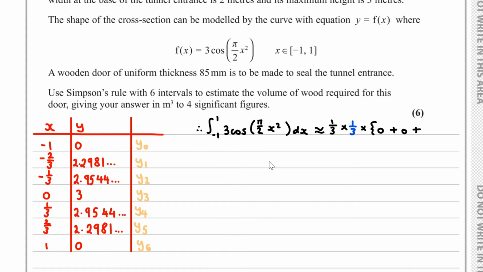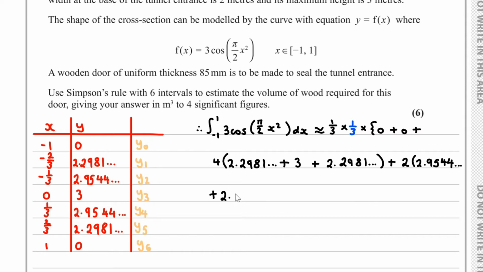4 lots of the odd values. So we've got y1, which is 2.2981, etc., plus y3, which is 3, plus y5, which is 2.2981, etc. And then we've got 2 lots of the evens, so we've got 2 lots of 2.9544, etc., plus y4, which is 2.9544, etc.